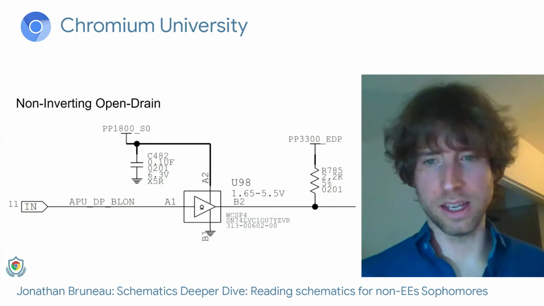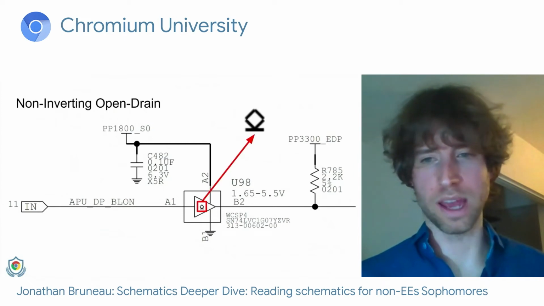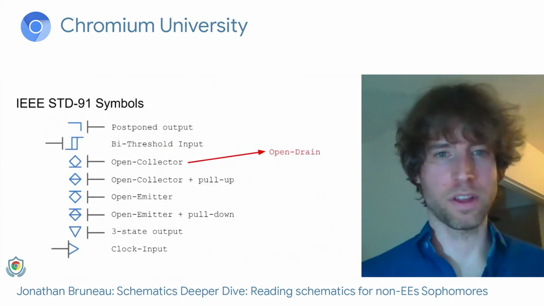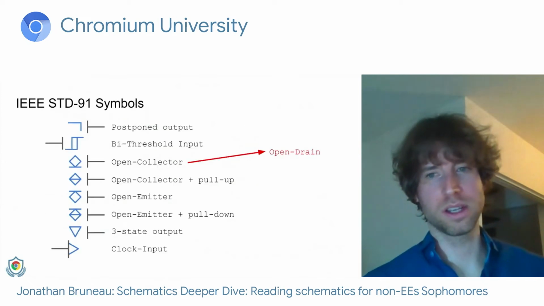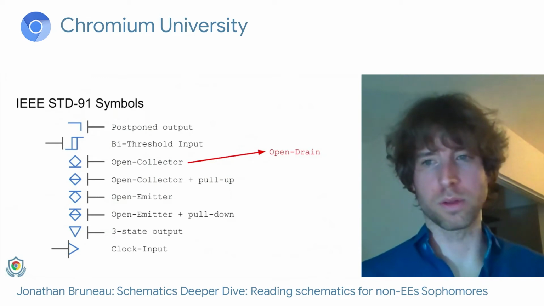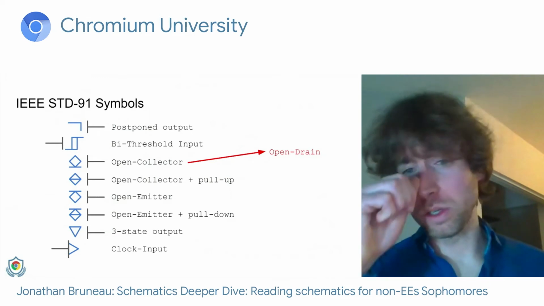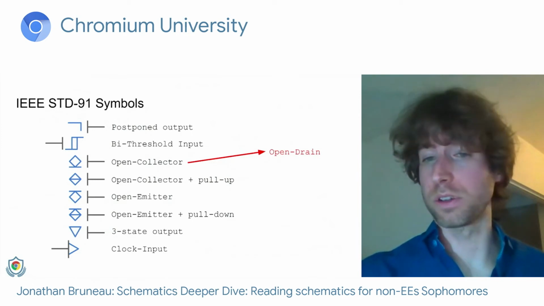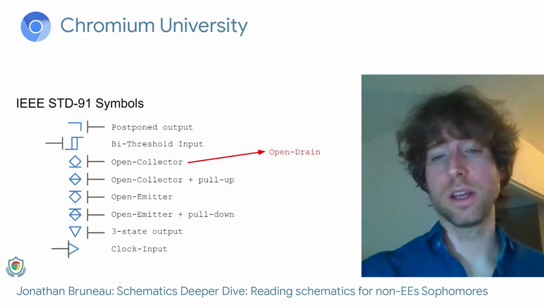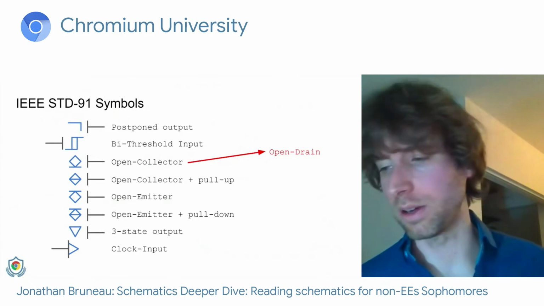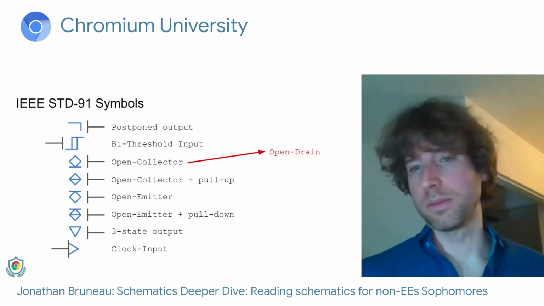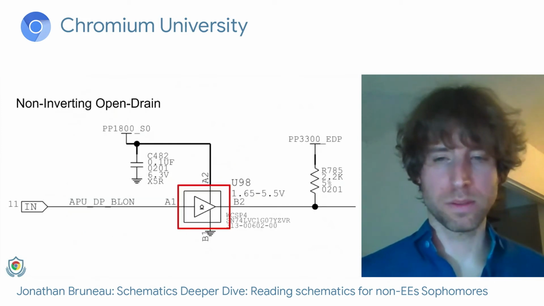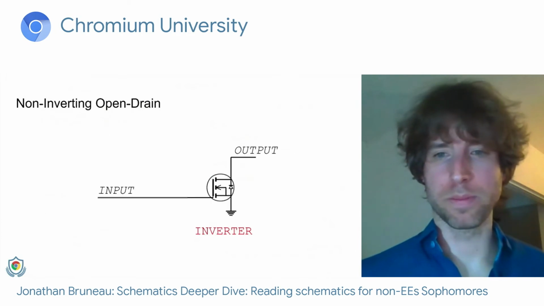And the key here is this little symbol. So we have a buffer, but it's amended with a little symbol. And this symbol is part of the IEEE standard 91 symbols, and it's the open collector symbol, also known as the open drain. We used to call them open collectors because of the early days of 7400 series logic that used BJTs, but we use those terms interchangeably now. Anyways, open collector, open drain, kind of the same idea. So we have this buffer, and it's an open drain buffer.